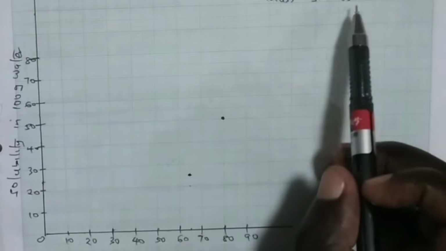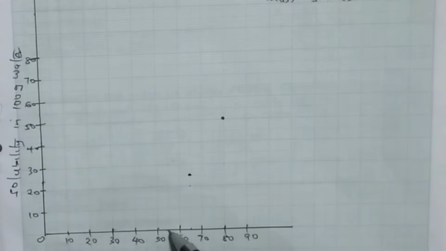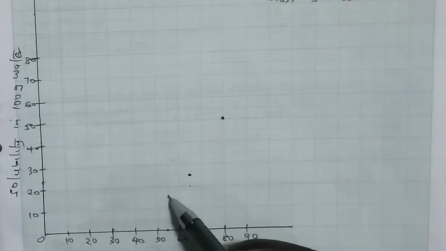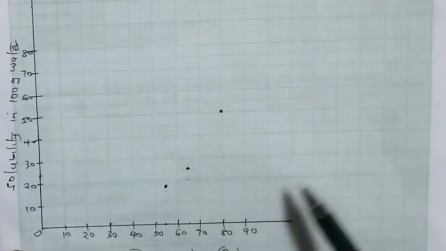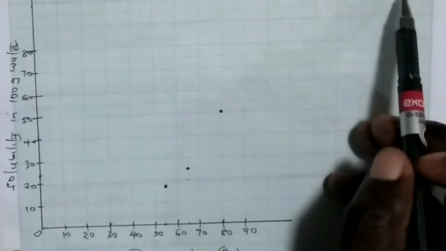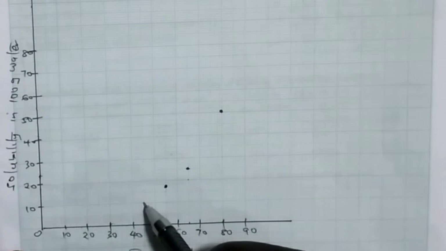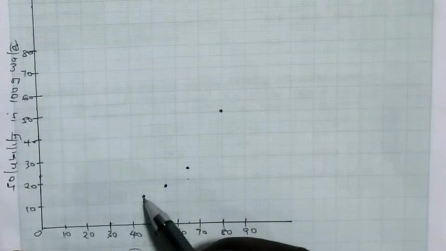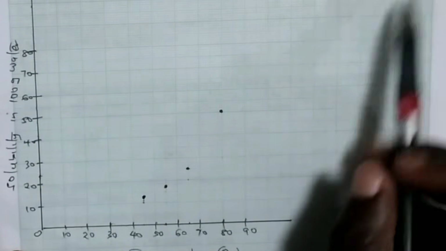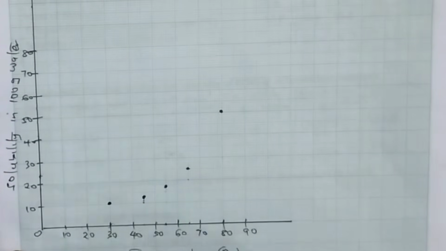This is 20. 25 is here. Then at 55, we have 16.5. 55 is here. So this is 10. This is 15, 16, 16.5. Then at 45 degrees Celsius, we have 12.5. 45 is here. This is 10, 11, 12, 12.5 is here. Then lastly, at 30 degrees Celsius, the mass is actually 10 grams.